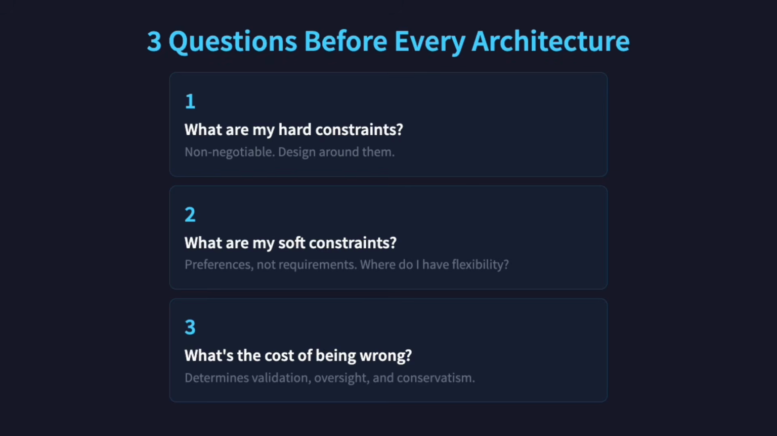Or is it a major problem where a billing dispute gets ignored and the customer is going to leave, taking the service from you? So the cost of being wrong determines how much validation you need, how much human oversight you need, and how conservative your system should be. There are three questions: hard constraint, soft constraint, and cost of being wrong. Every architectural decision flows from the answers to these three questions.